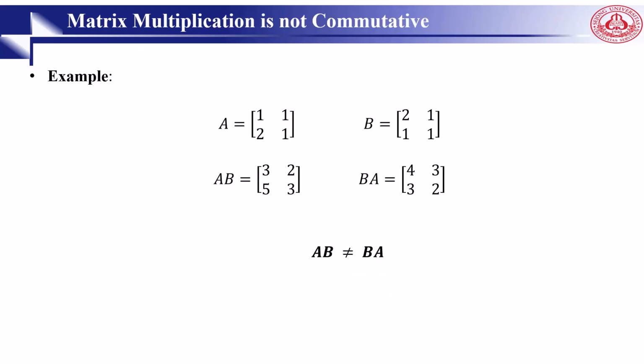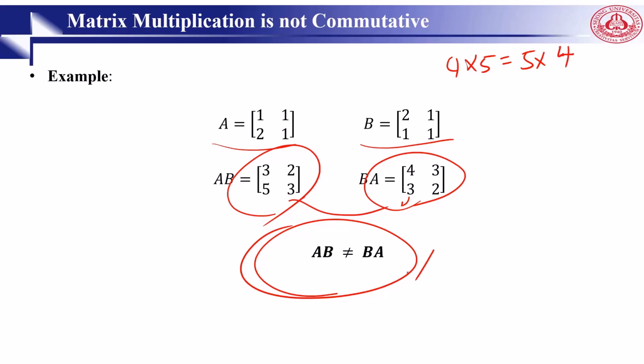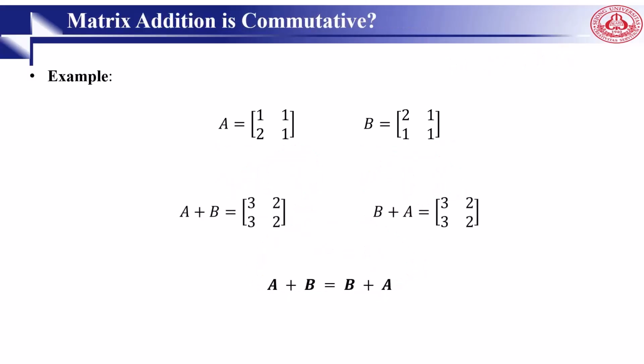Here is another example. If this is A and this is B, if we do multiplication, A multiply B is this one. And on the opposite side, if we do B multiply A, these two are not the same. So we come to the conclusion that A multiply B in terms of matrices is not the same as B multiply A. With scalars, we say 4 times 5 is equal to 5 times 4, right? But here, they are not the same. But in terms of summation, it doesn't matter: A plus B equals B plus A.